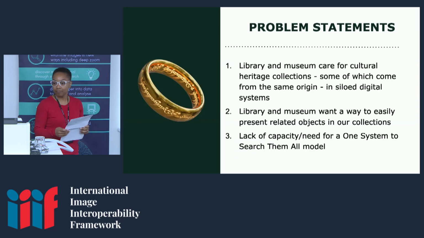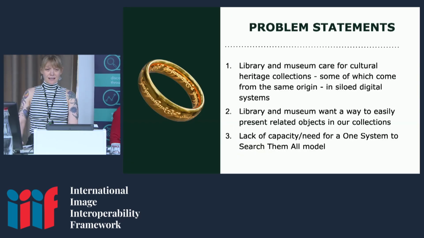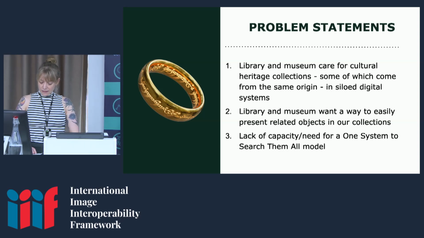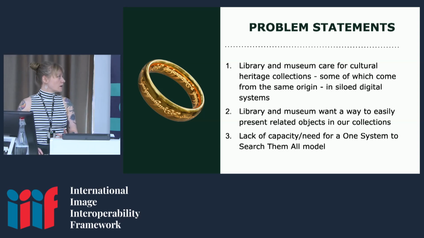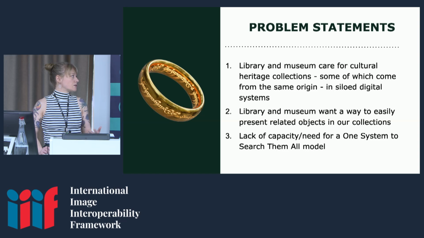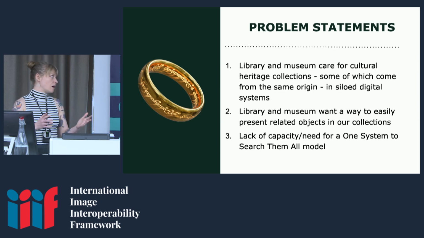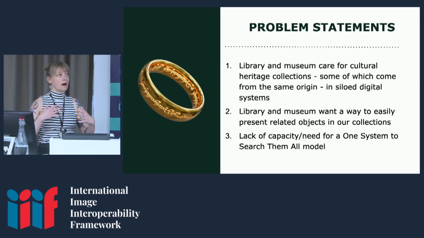So I don't like to start a project unless I have a problem statement or a few. And so my problem statements are this: a library and museum care for cultural heritage collections, some of which come from the same origin in siloed digital systems. The library and the museum want a way to easily present related objects in our collections, but we don't really have the capacity, nor do we have a need for a one system to search them all model. Like we need to keep governance sort of separate.